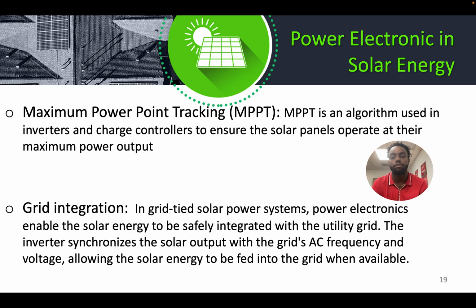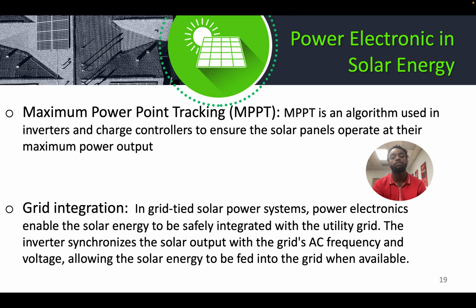Another way that power electronics plays a role in the solar system is with maximum power point tracking. Maximum power point tracking is an algorithm used in inverters and charge controllers to ensure that the solar panels operate at maximum power output.